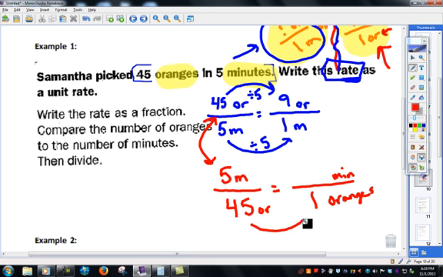So what did I do to go from 45 to 1? Well, I divided by 45. Remember, anything divided by itself is always 1. So that means we need to divide by 45.